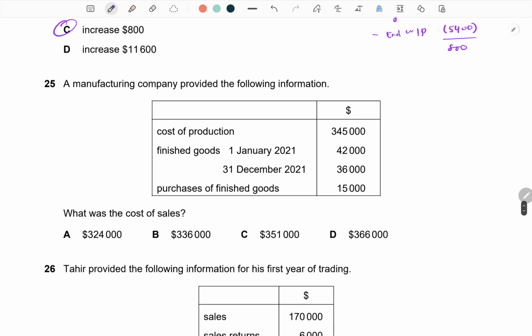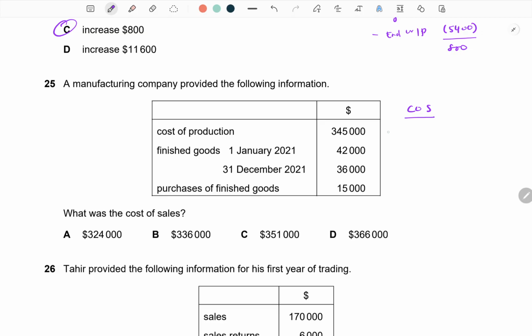Next, 25. A manufacturing company provides the following information. What was the cost of sales? They give you cost of production 345,000, beginning finished goods 42,000, ending finished goods 36,000, and purchase of finished goods 15,000. They ask you to find the cost of sales. How to find the cost of sales?